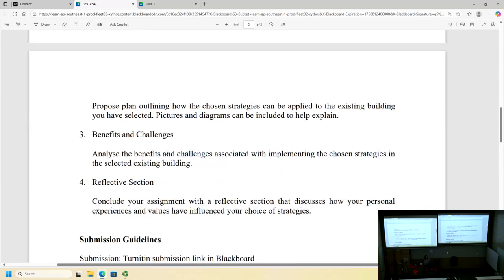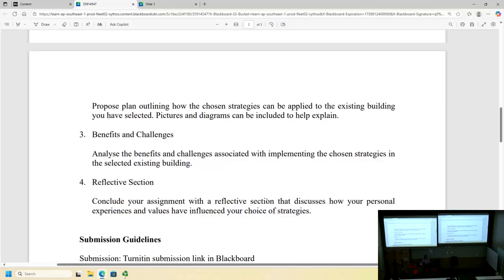And next, analyze the benefits and challenges associated with implementing that strategy in the existing building. Some discussion. Good and bad. Some benefits and the challenges of that kind of mitigation strategy. And lastly, some reflection, a reflective section. So conclude your assignment with a reflective section that discusses how your personal experience and values have influenced your choice of strategies. Okay, this is the assignment.